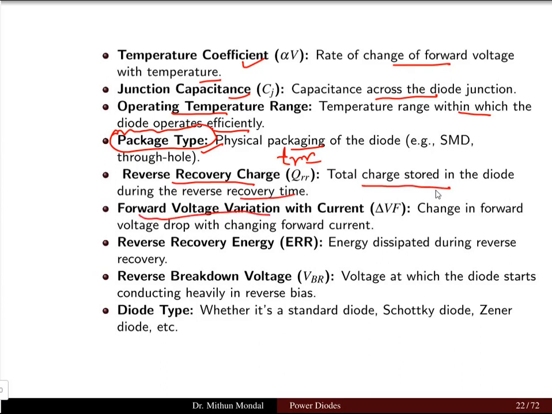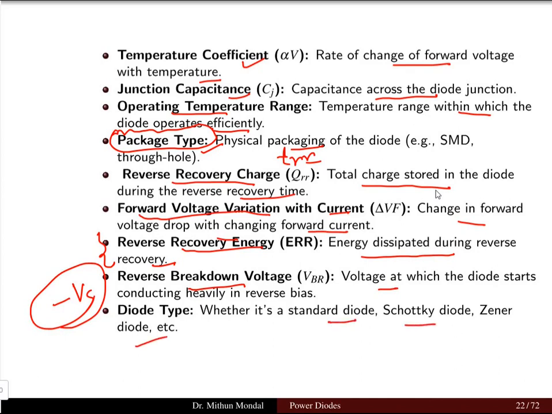What is the forward voltage variation with current? It is the change in the forward voltage drop with change in forward current. The reverse recovery energy is the energy dissipated during the reverse recovery. Some energy will be dissipated because all the charges are being taken off. The reverse breakdown voltage generally takes place when you are supplying a voltage Vs which is much greater than the diode withstand capability. The diode may be of different types, whether it is standard, Schottky or Zener diode. All these parameters will be written in the manufacturer's data sheets, and we have to go through them for a proper application. So when we need the diode to be applied in certain applications, we should have proper knowledge of these parameters.